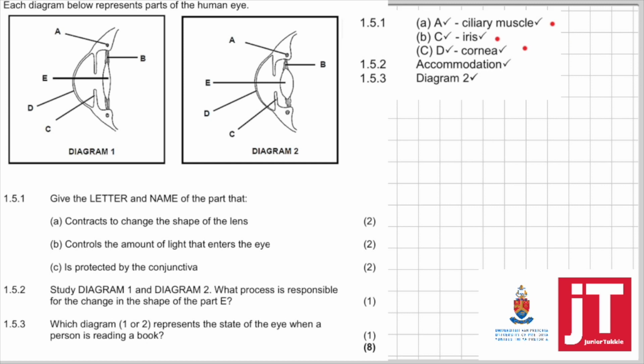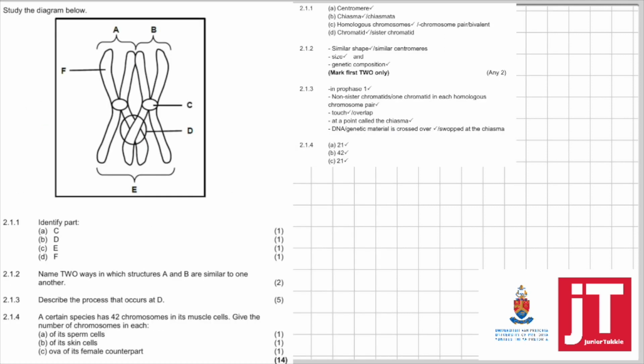1.5.2. Study diagram 1 and 2. What process is responsible for the change of the shape of part E? We know part E is the lens. When the lens changes shape, that is accommodation. 1.5.3. Which diagram, 1 or 2, represents the state of a person when reading a book? Reading a book, we know the lens is always more convex. That's diagram 2. Right. Question 2.